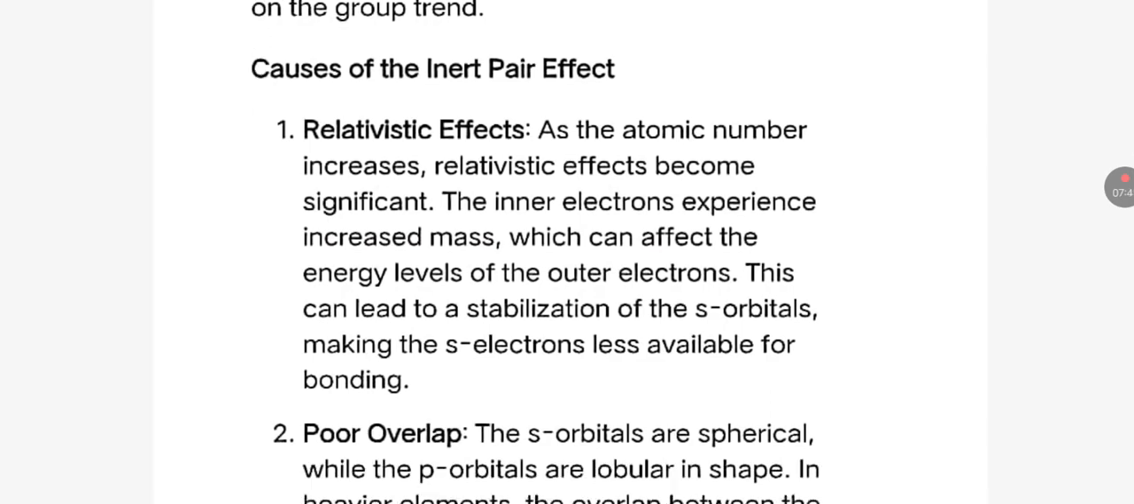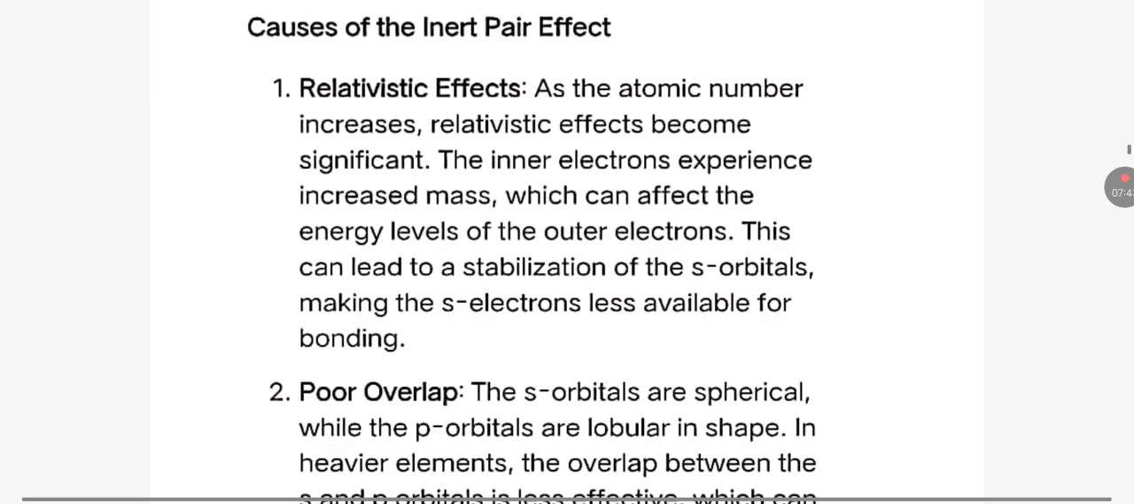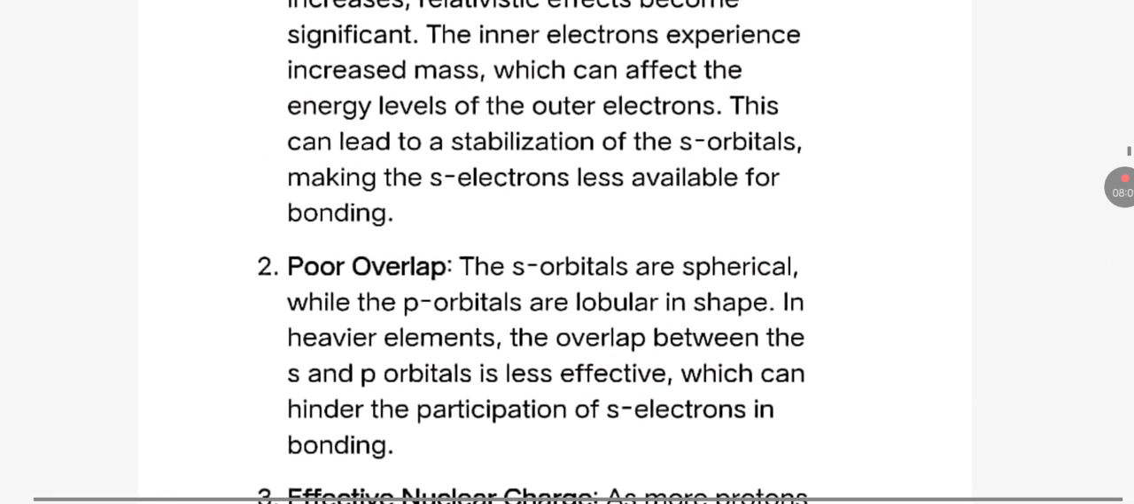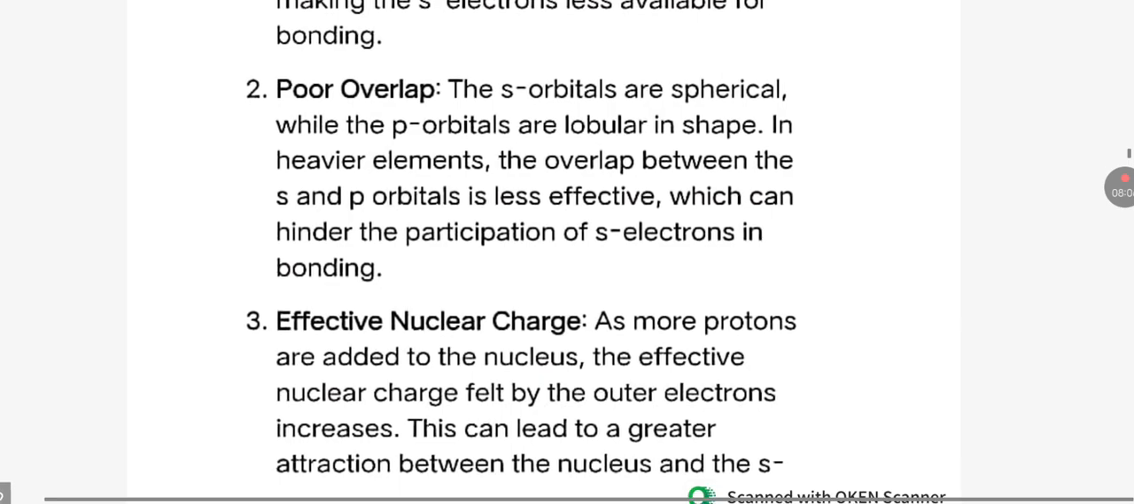The relativistic effect. As the atomic number increases, relativistic effects become significant. The inner electrons experience increased mass, which can affect the energy level of the outer electrons. This can lead to a stabilization of s orbitals, making the s electrons less available for bonding.